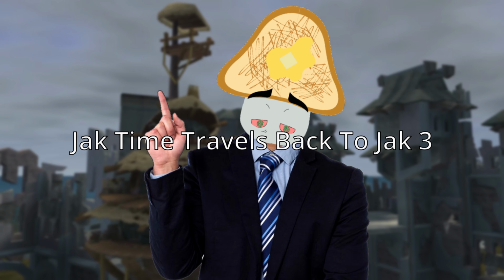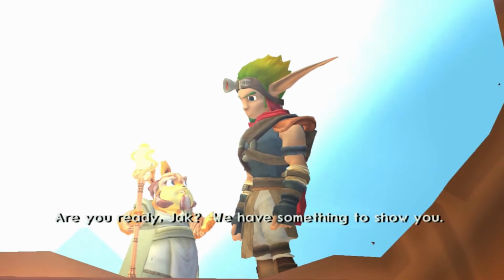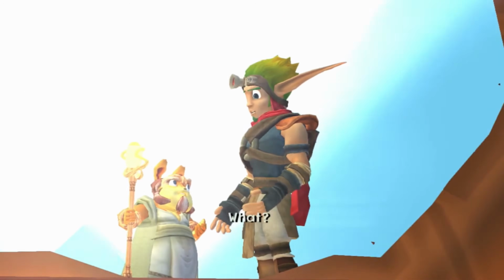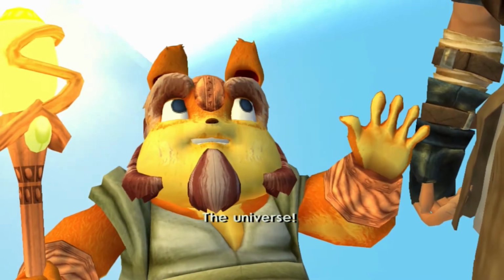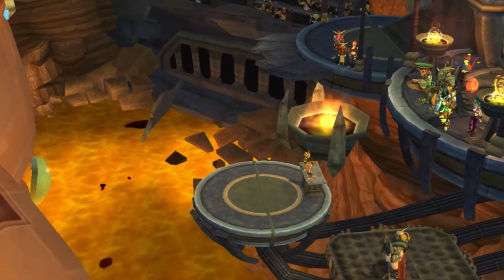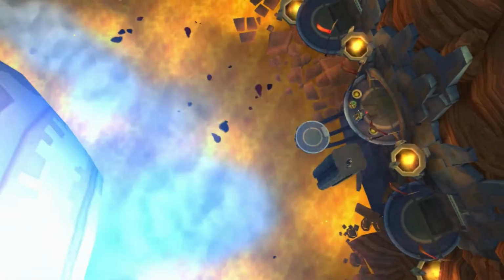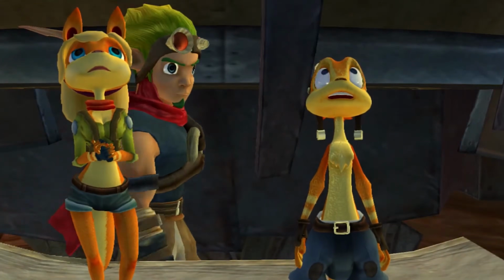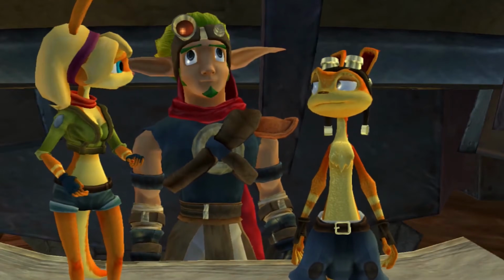Jak leaves with the Precursors and time travels back to the point in Jak 3 after having done everything as Mar. There are a couple of reasons this one doesn't work. Firstly, time still passes for the person who is time traveling. If Jak went with the Precursors and traveled to the past and lived there doing all the things Mar would do, then he would come back older when he returned to the moment the Precursor ship leaves.